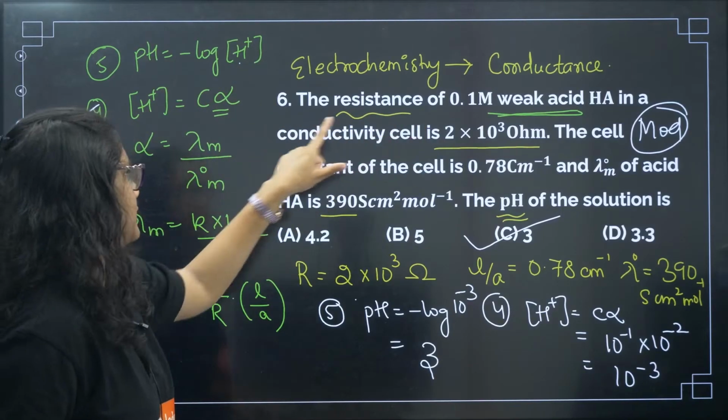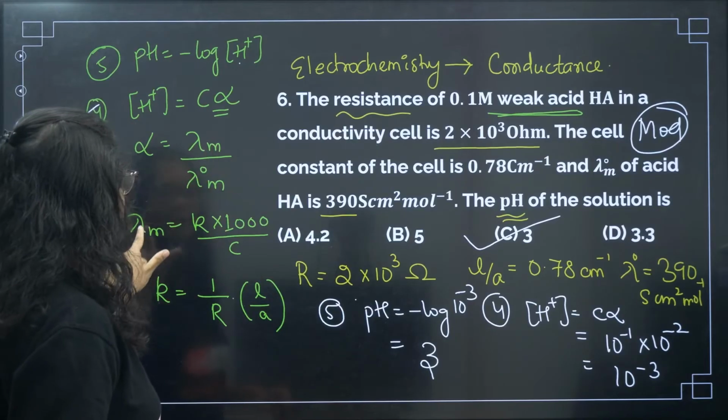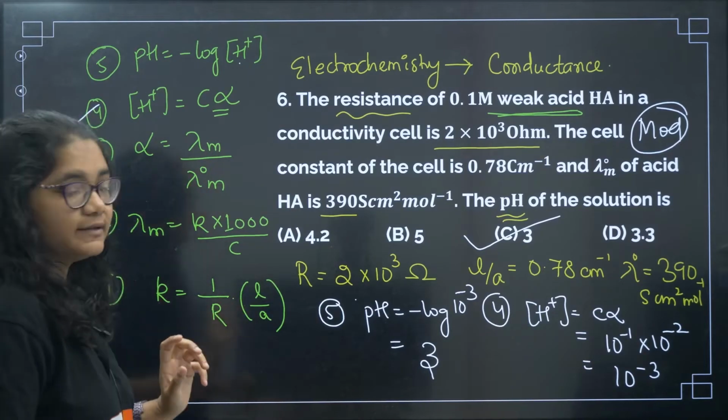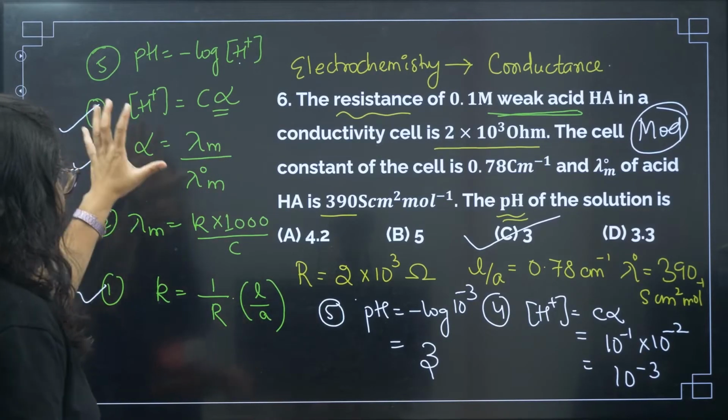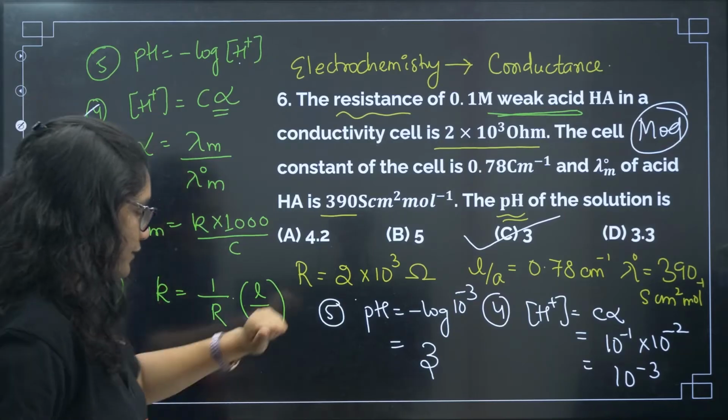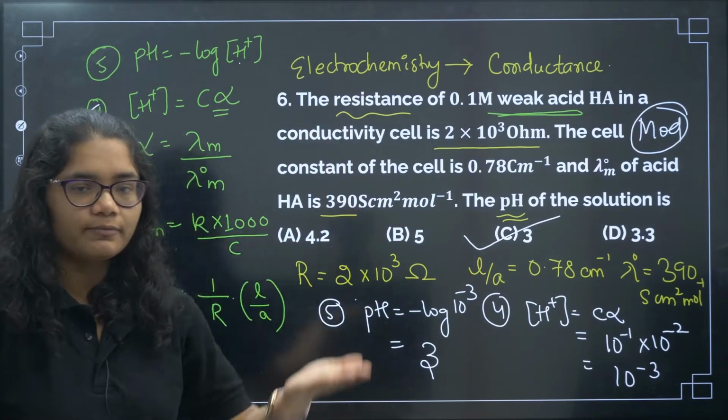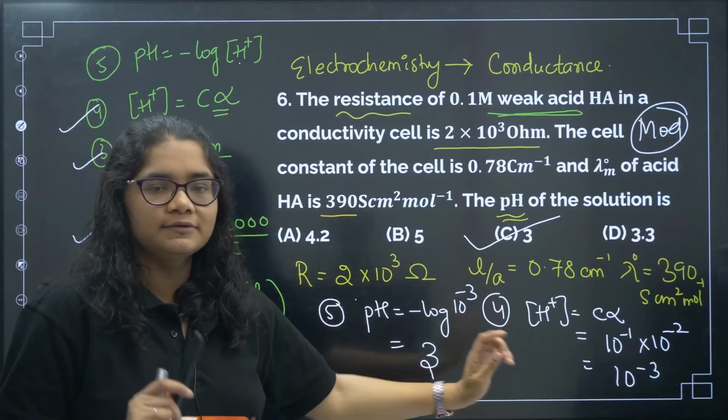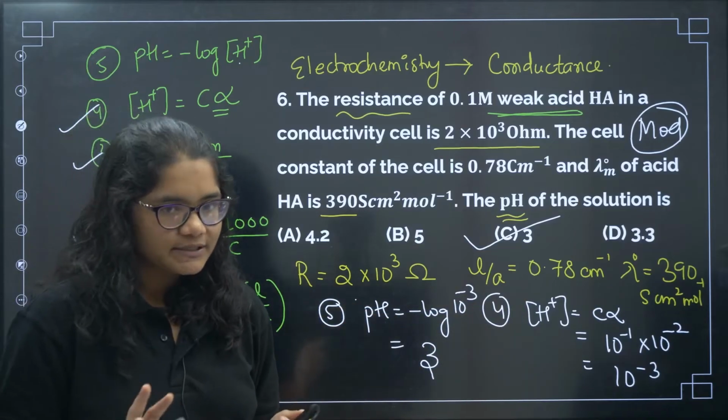For C, okay, it is given. For alpha I need this one. For lambda m we need this formula. For kappa we need this formula, right? So that is how you have to arrange all the formulas, and then you have to substitute one by one, go from the lower to the higher, find all the values and do the calculation. I hope this question is clear.